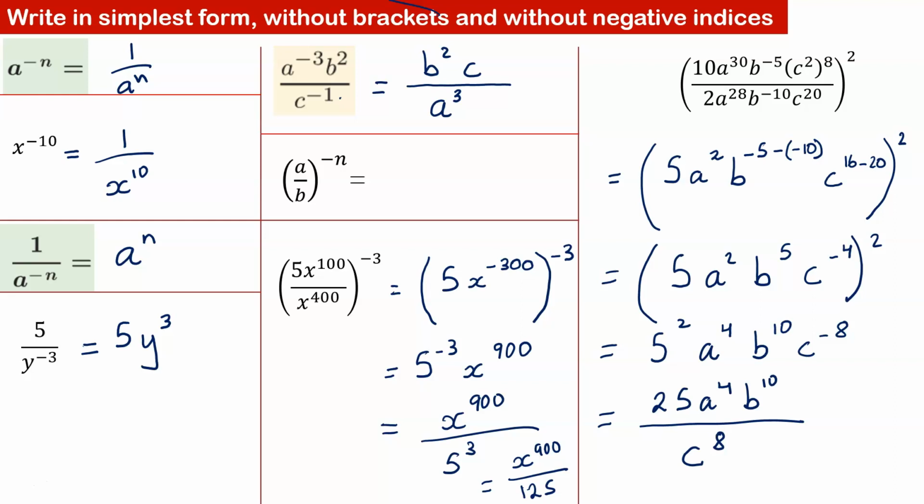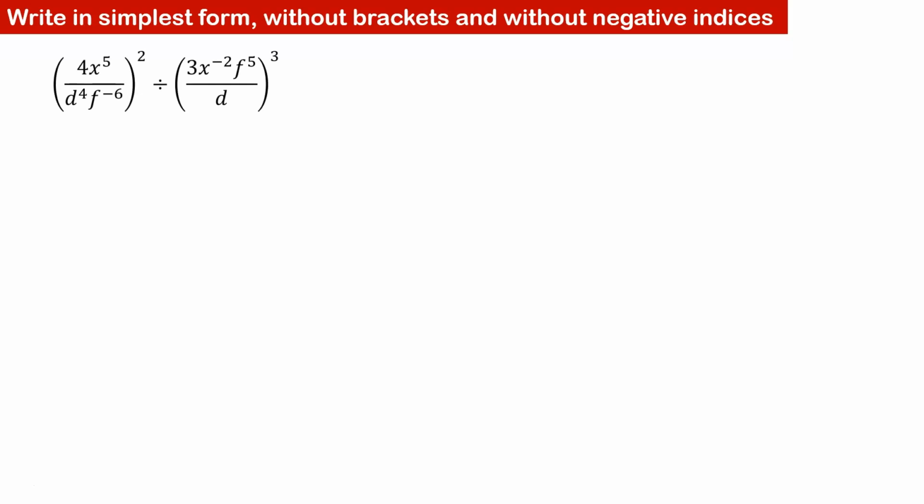And one more question to go and we're done. This one. Another one that's not nice at all. So take your time, feel free to pause it, and when you're ready, we'll go through it. Okay, first of all, can we simplify the first bracket? It doesn't look like we can. Next one, can we simplify this one? We can't. Now, let's worry about these negative indices first.